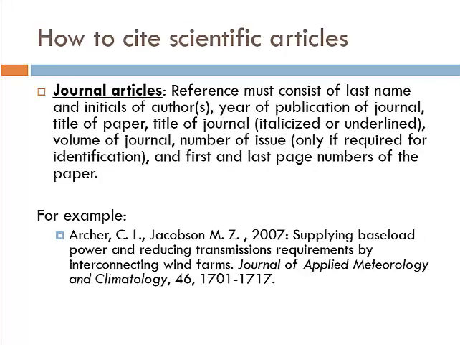If you're citing a journal article, this slide shows you exactly how to cite scientific journals. Journal articles must be cited based on author. If there are less than 9 authors of a journal article, then you have to list each author's name by their last name and their initials. Then you need to list the year of publication of the journal, the title of the paper itself, then the title of the journal, which is then italicized or underlined, the volume of the journal, the number of the issue, only if required for identification purposes, and then the first and last page numbers of the paper.